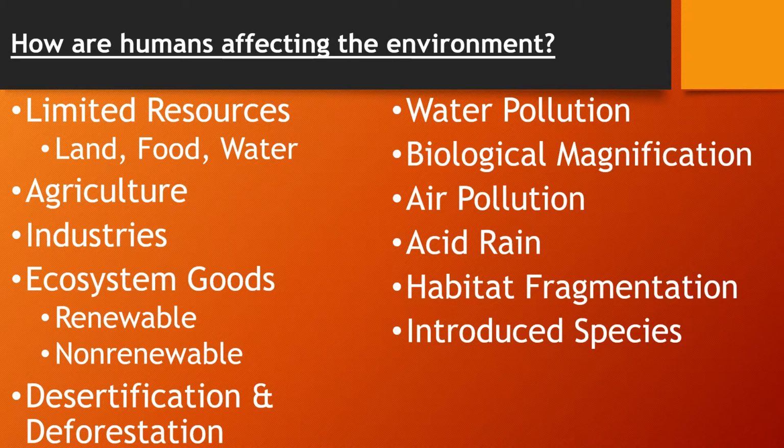We are causing desertification and deforestation around the world, water pollution, biological magnification, spreading diseases, air pollution, acid rain, habitat fragmentation. Habitat fragmentation is where we split up habitats to build human settlements in between them, and then introducing foreign species to an area, invasive species.